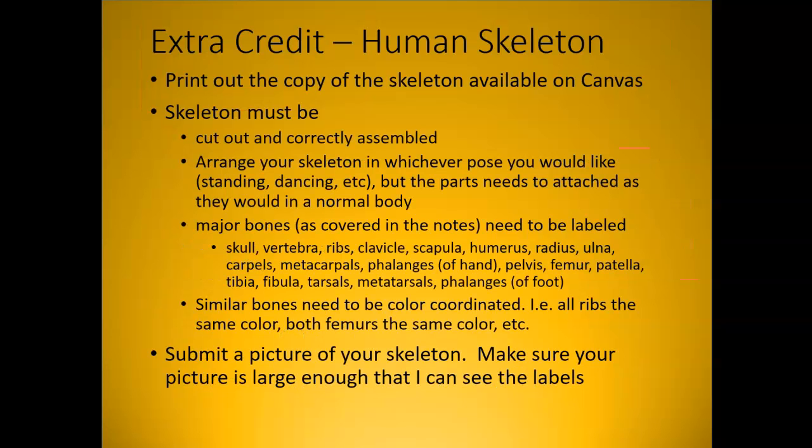All right, so extra credit, you're going to pull the skeleton out. If you want to do the skeleton, it's available on Canvas. On Canvas, you can print it out, assemble it in whatever pose you think is going to be a fun one for you to put it in, just kind of normal standing or dancing, whatever it is. And then go ahead and label the bones, so you can see the bones that we've got labeled there. And then color coordinate them, so all the ribs should be the same color, the femur should be the same color, and so on. And then send me a picture of your skeleton. If you want to put it somewhere kind of fun and exciting, you can do that. And just make sure it's large enough that I can see the labels on there.